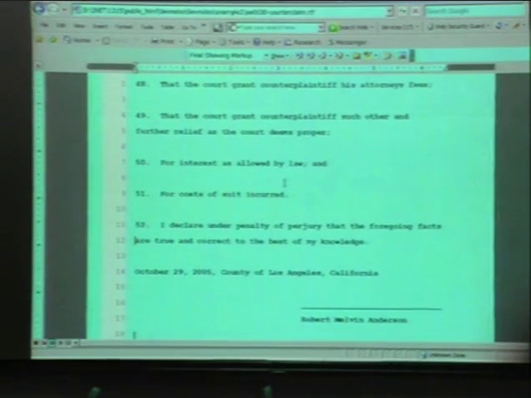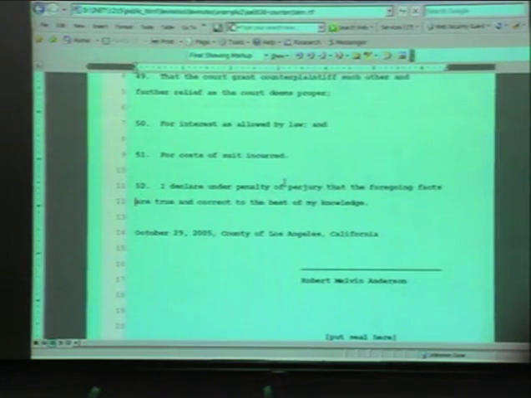For costs of suit. Costs of suit include filing fees, cost of service, that kind of stuff. That's what it means by cost of suit. Okay? So, that's that.